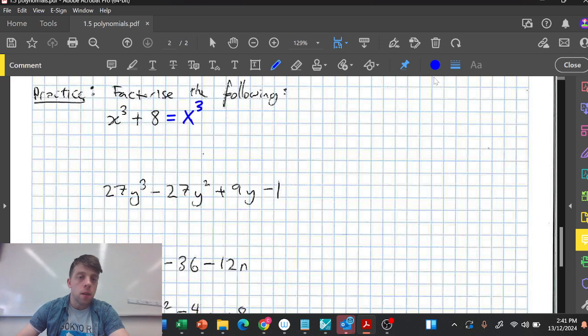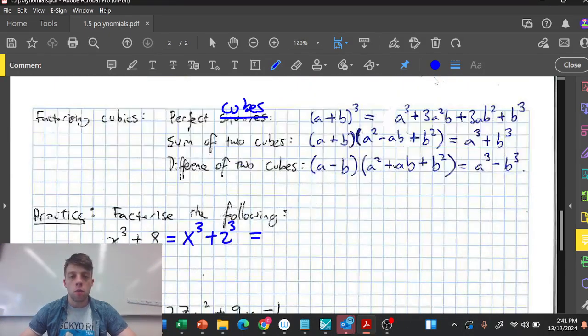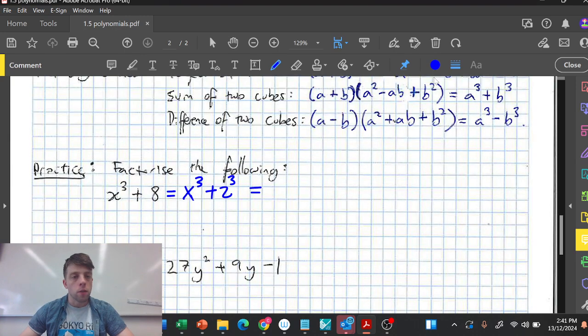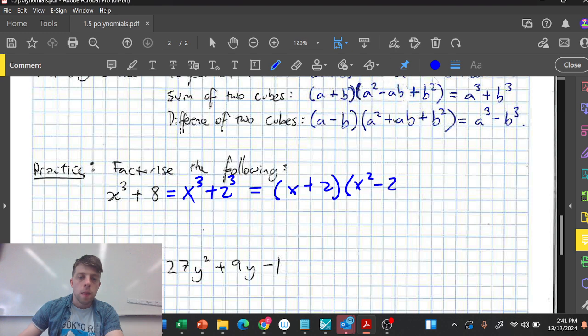Well, we can see that this is the same as x cubed plus 2 to the power of 3. And now we can see that that is in the form of a sum of two cubes, the one that looks like a cubed plus b cubed. So therefore we can factorize this as x plus 2, because a is equal to x and b is equal to 2, times x squared minus 2 times x plus 2 squared, or 4.